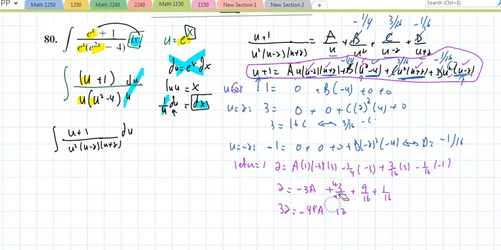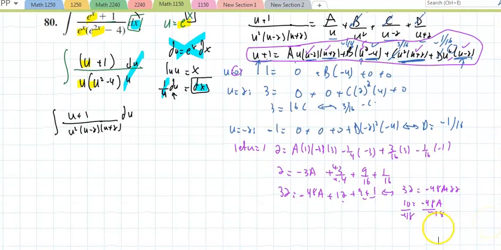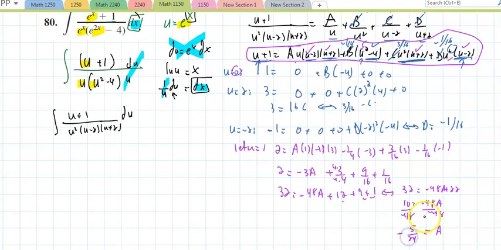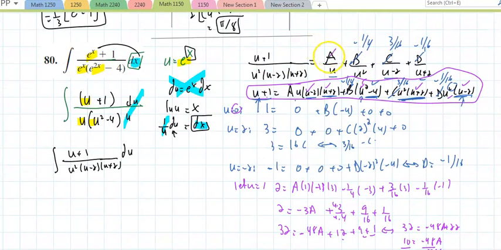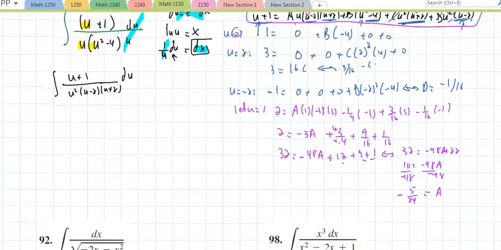So this says 32 equals negative 48a plus 12 plus 9 plus 1, which is 22. So subtract, that's 10 equals negative 48a. Divide by negative 48, and I get a to equal negative 10 divided by 48, which reduces to negative 5 over 24. Hopefully I didn't make a mistake, but you get the idea of how that works.